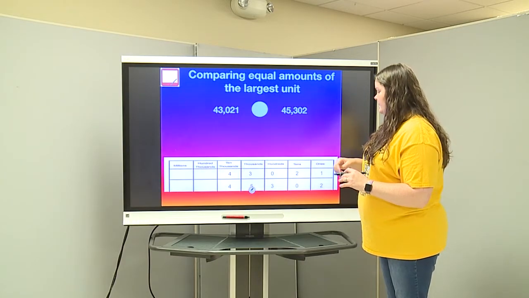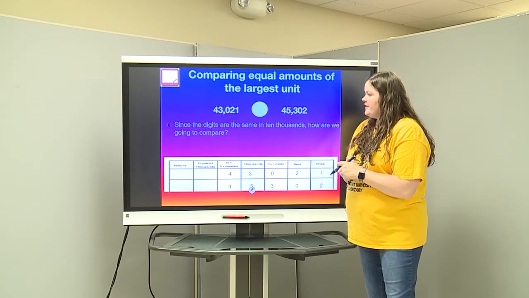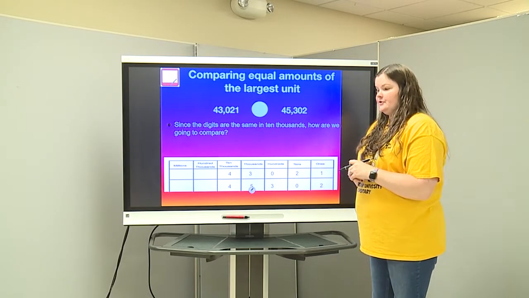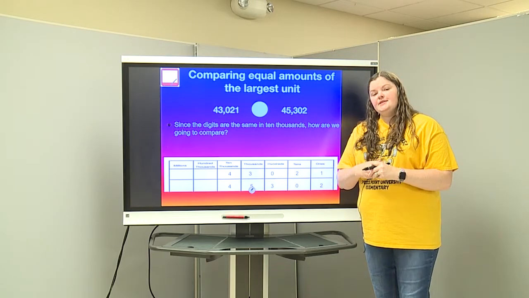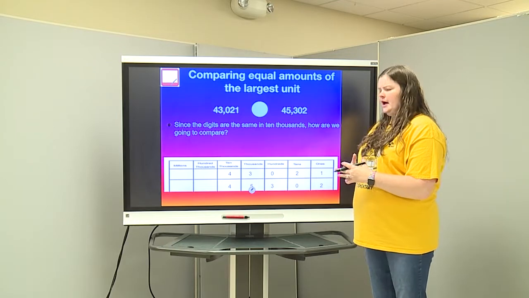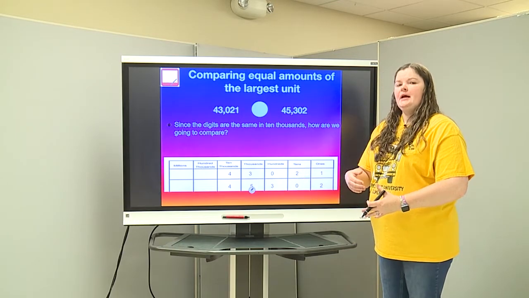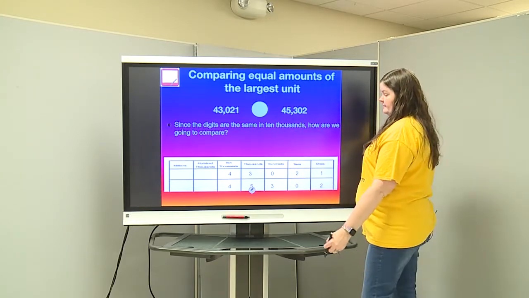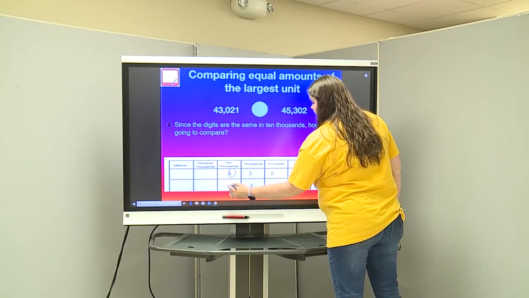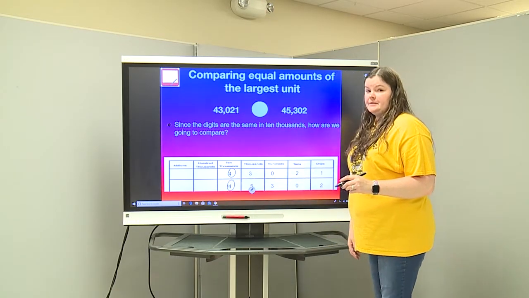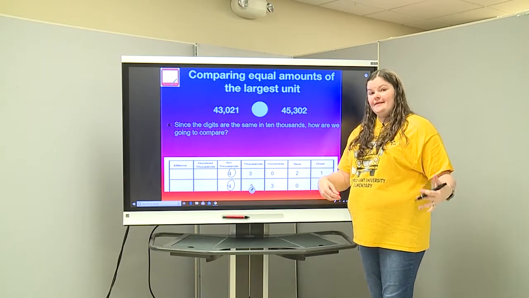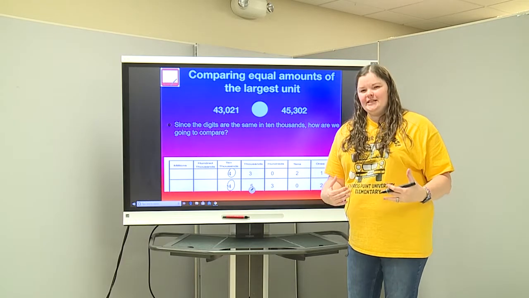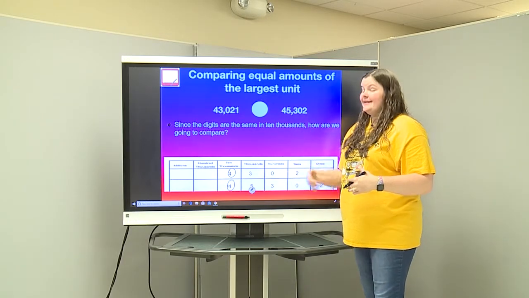All right, let's look at our next set of numbers: 43,021 compared to 45,302. Again, I've already provided those digits in the place value chart instead of place value discs. It's just a little bit easier to compare those really quickly. So again, let's start in the largest place value. I've got 4 10,000s compared to 4 10,000s. They're both 4 in the 10,000s place, so I can't stop there. I can't say they're equal just because they start with the same digit. I have to move down to the thousands place.